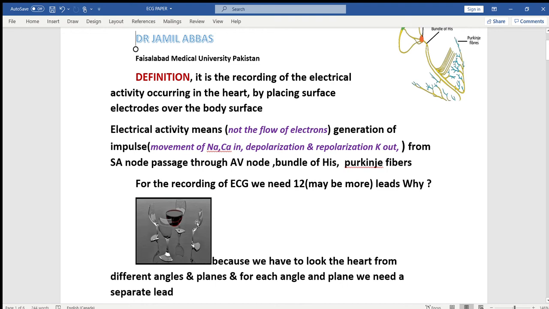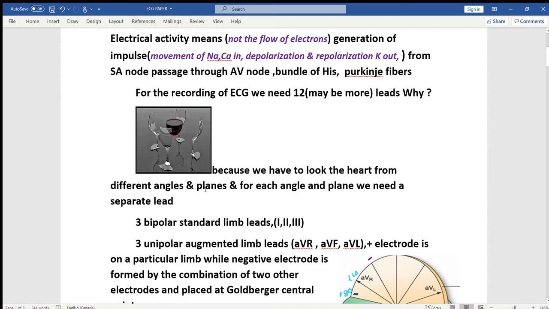So the heart, which is present in the center, is visualized from all sides. Just to visualize the activities from all sides of the heart, we need different leads. We need to visualize the heart from different angles. That's why we need multiple leads, because we have to look at the heart from different angles and planes, and for each angle and plane we need a separate lead. So we need different leads.